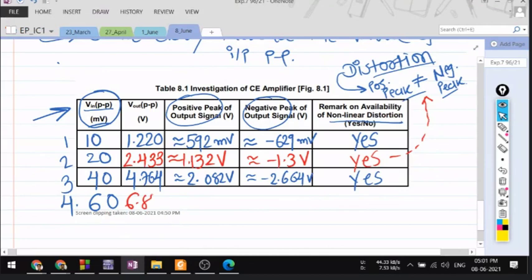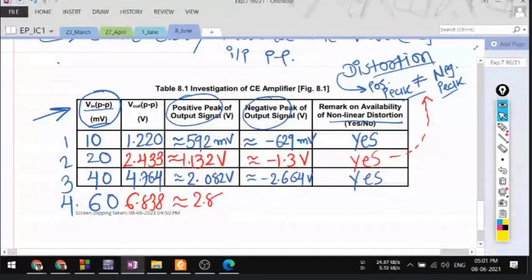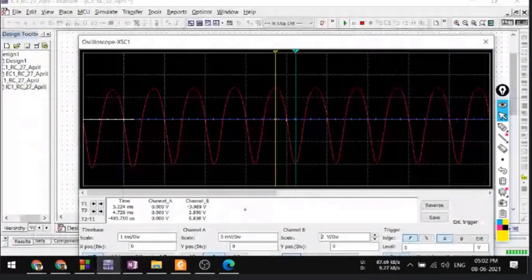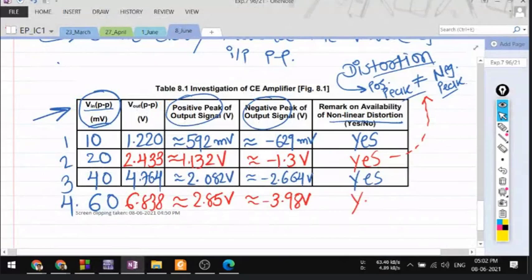Okay, 6.838. So positive how much? Positive you are having 2.85. And negative you are having minus 3.98 volt. Okay, so yes, non-linear distortion is there, student. So in all of the four cases, you are facing the non-linear distortion, correct?